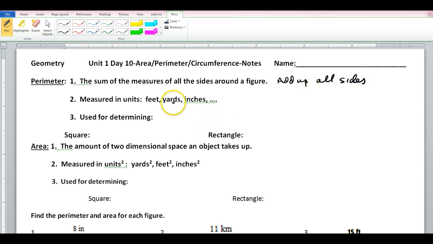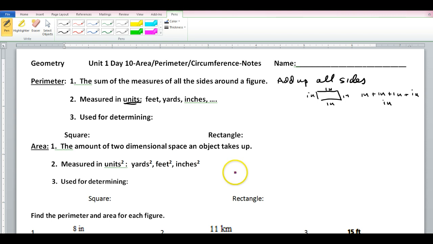Now, it's key to know that perimeter is measured in just units, because if I have all of these sides measured in inches, when I add up all the sides and combine like terms, the final answer is also going to be in inches.